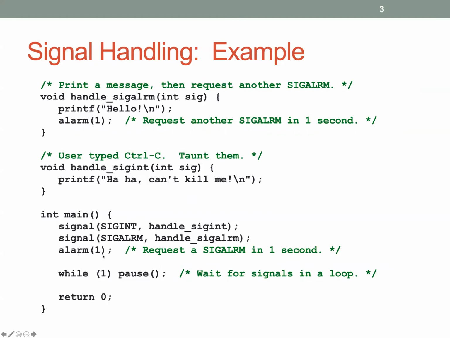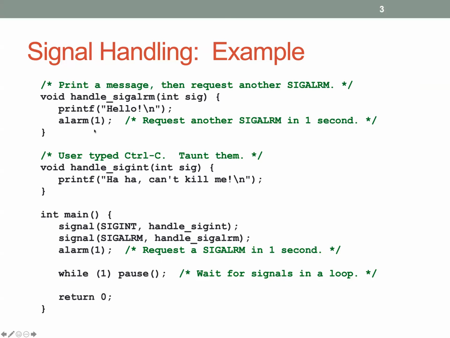So alarm(1) says, please send me a SIGALRM in 1 second, more or less. It's approximate. And so when this alarm goes off, it'll call handle_sigalrm, which you can see up here, just prints hello, and then immediately asks for another alarm in 1 second. So you can imagine that this program will print hello, hello, hello, hello, once a second.